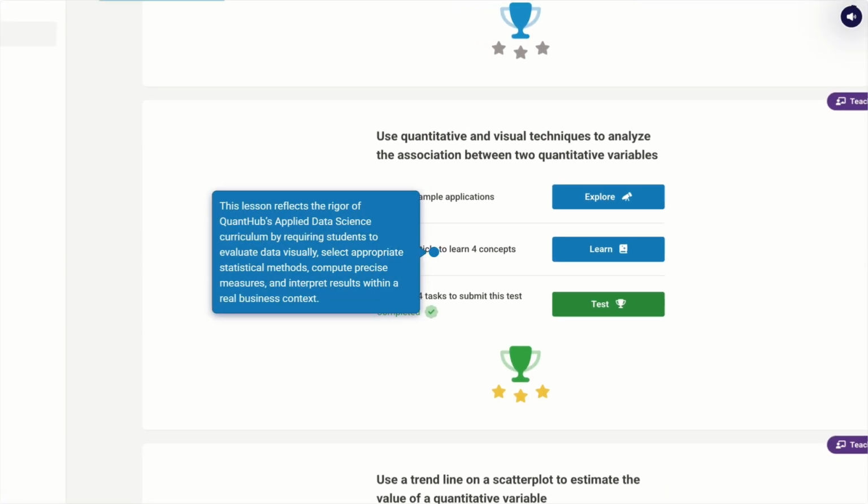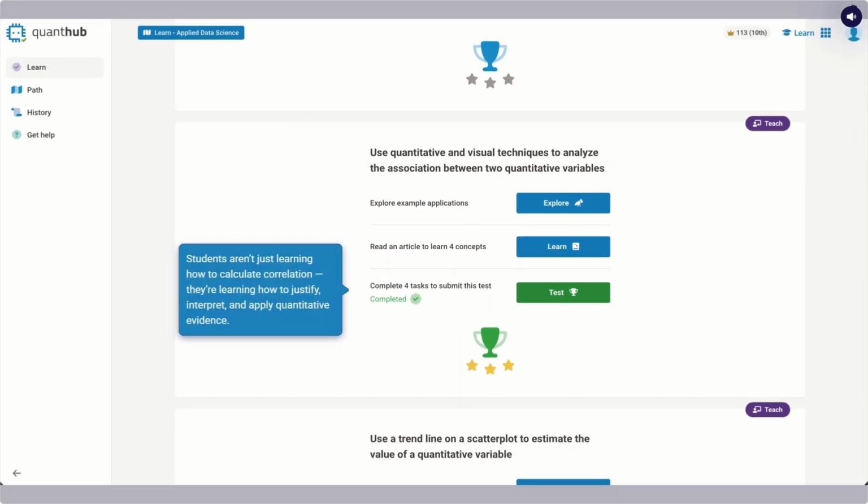This lesson reflects the rigor of QuantHub's applied data science curriculum by requiring students to evaluate data visually, select appropriate statistical methods, compute precise measures, and interpret results within a real business context. Students aren't just learning how to calculate correlation. They're learning how to justify, interpret, and apply quantitative evidence.